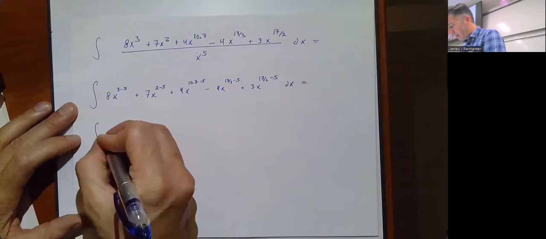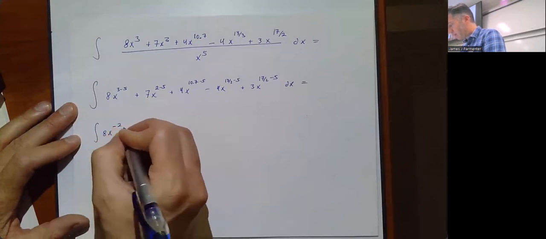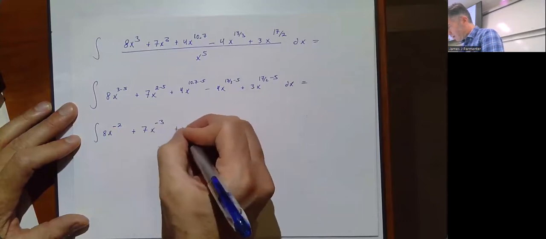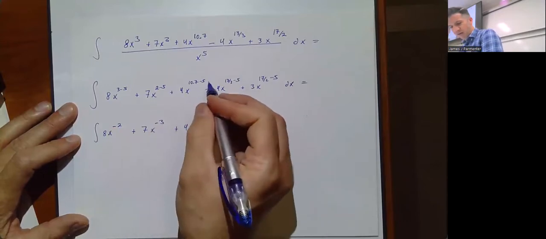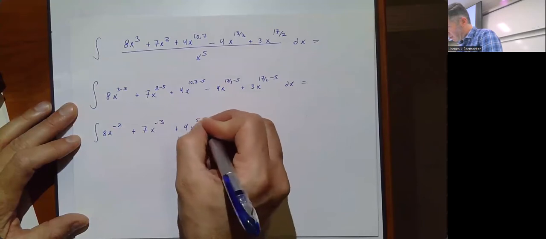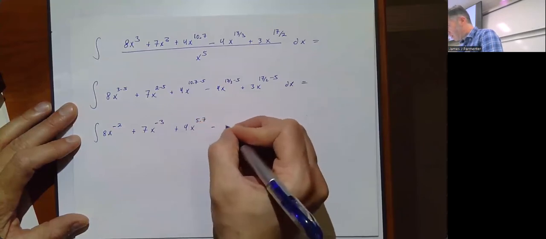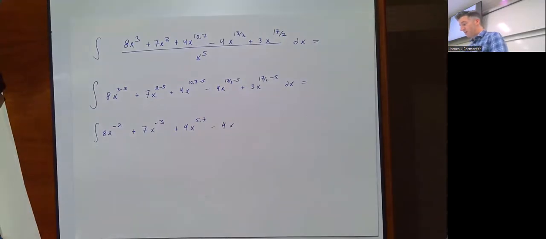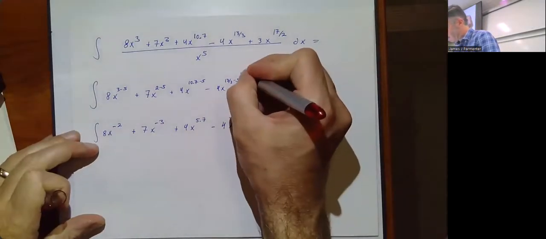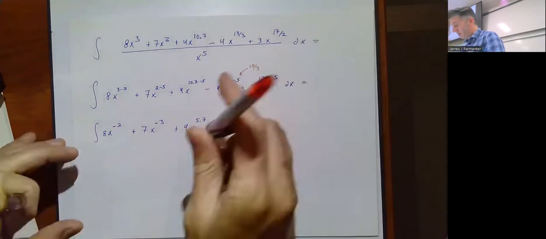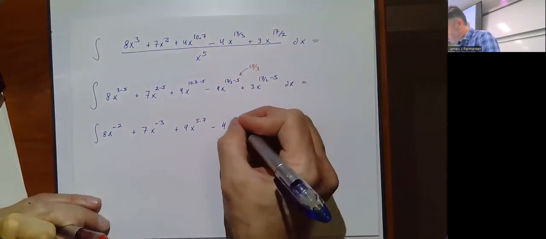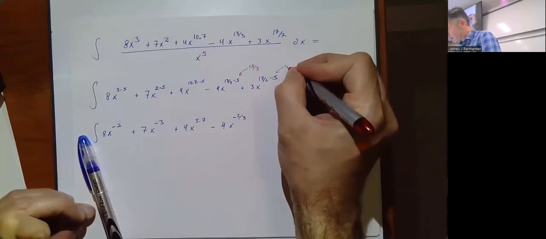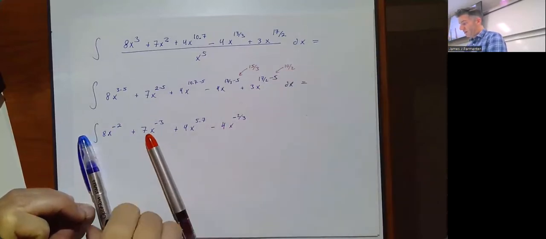So you get 8 times x to the negative second plus 7 times x to the negative third plus 4 times x to the 10.7 minus 5 is 5.7. And then, ooh, fractions. 13 thirds minus 5 is 13 thirds minus 15 thirds, which is going to give me a negative 2/3 power. And 17 halves minus 10 halves is going to give me a positive 7 halves power.